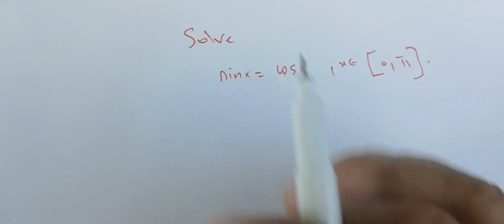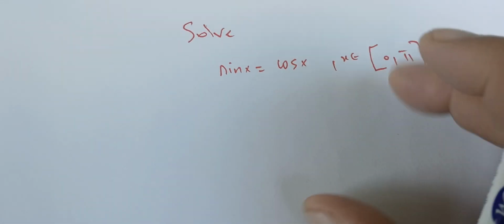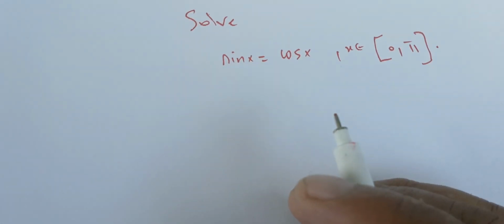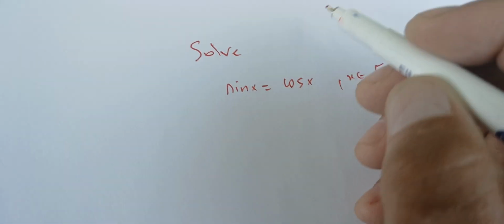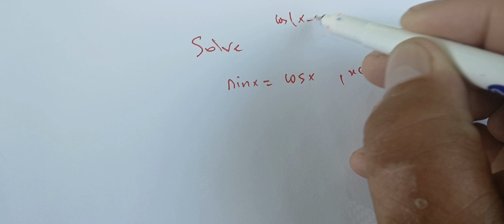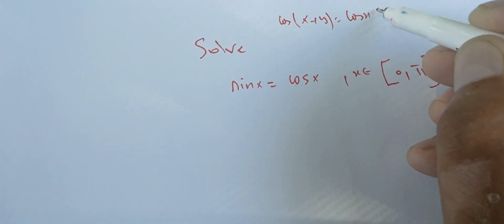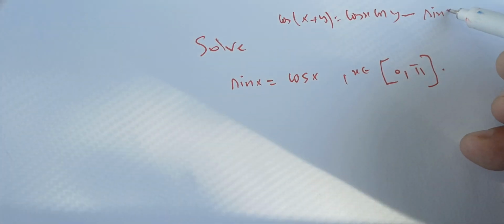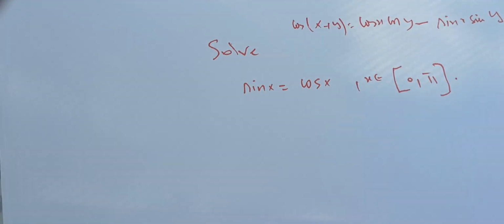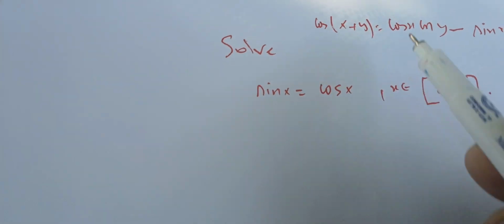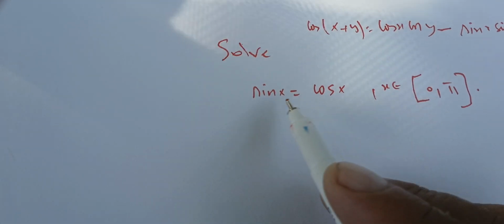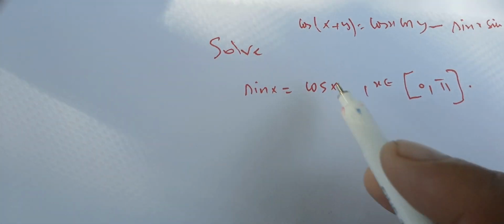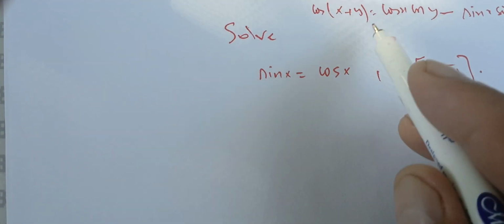One way of solving this one is that we can graph these two functions on the interval 0 to pi and see where they intersect. Another way is that we can use the formula that we know, that the cosine of x plus y is cosine x cosine y minus sine x sine y. We can use this one here, and we can solve only one function instead of two. So we can write this sine as some cosine. Okay, so this is one way.